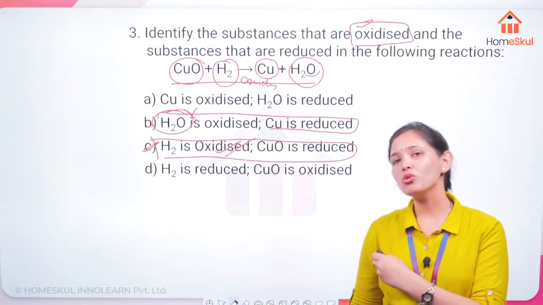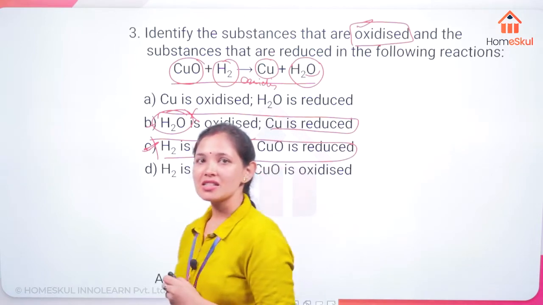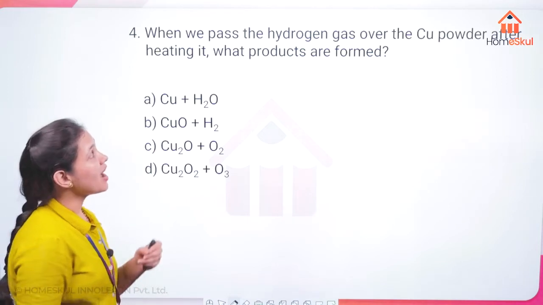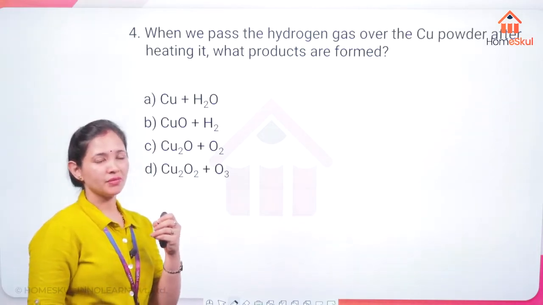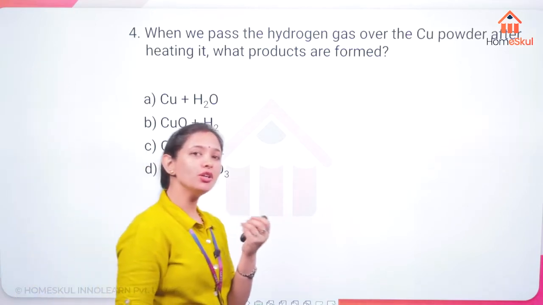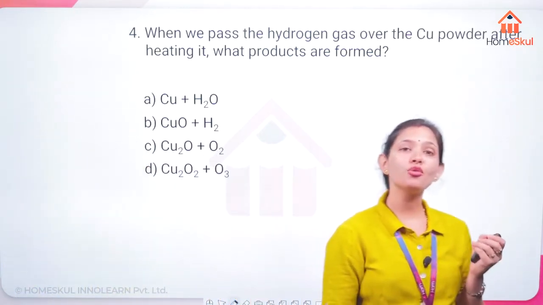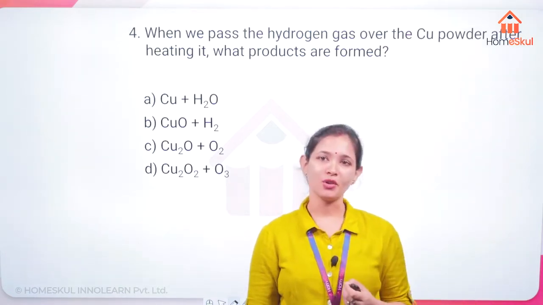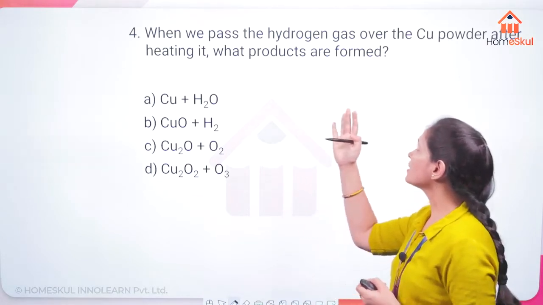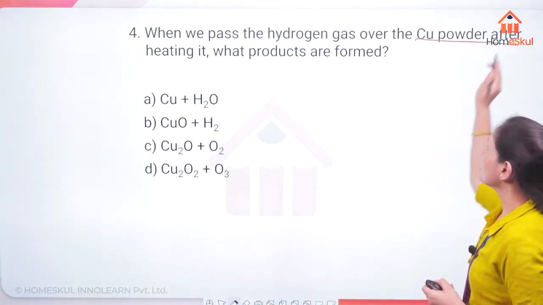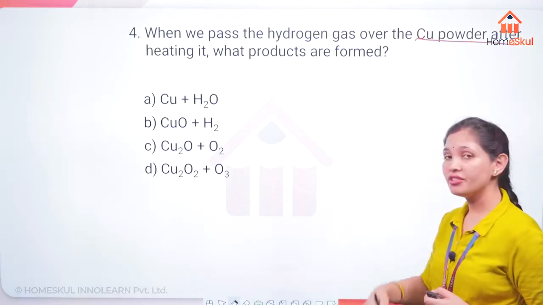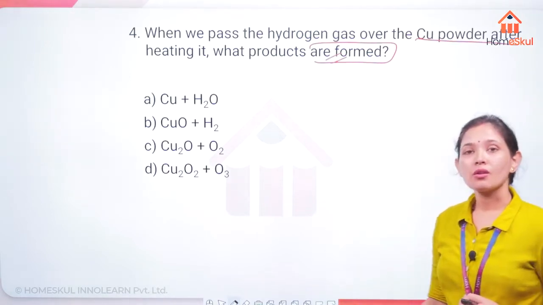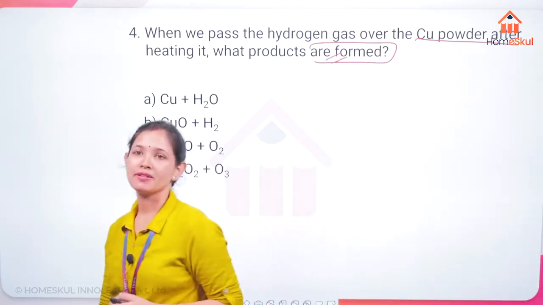Okay, now we will move on to the next question. Just see here. When we pass the hydrogen gas over the Cu powder, this is very important. As I have told you in the classes also, you have to focus on each and every activity. From that, such type of questions are going to come. So here, when we pass the hydrogen gas over Cu powder after heating it, what products are going to be formed?